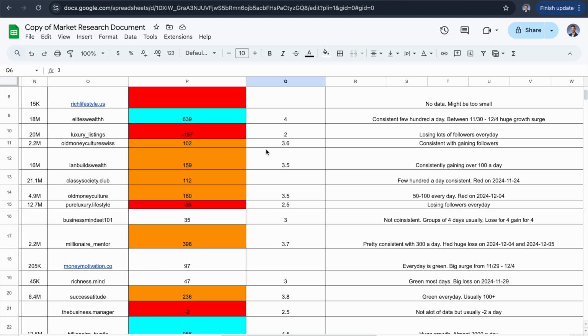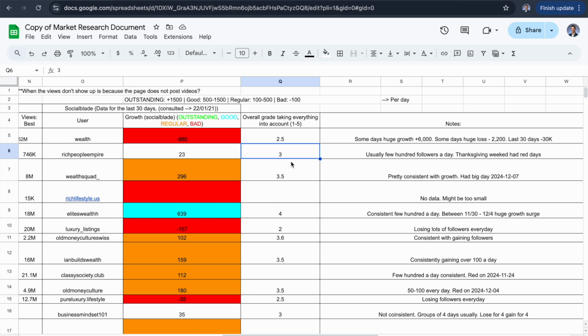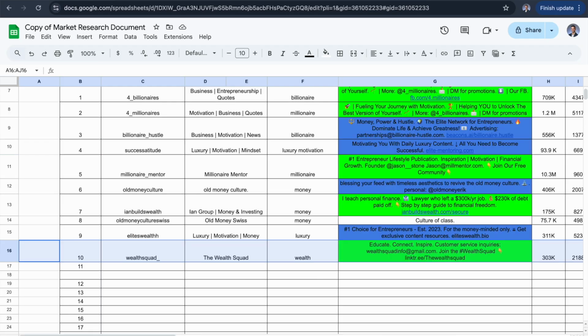And then I ranked everything, and on this next tab, out of all of these accounts, I put the best accounts, the ones that were 3.5 or higher, because those are going to be the ones that we're actually going to focus on to see what they're doing. Because again, we want to learn from the best. There's no point in studying a page if it isn't doing well or if it's losing followers daily. So we want to look at the absolute best pages and really find out what they're doing right and do that.